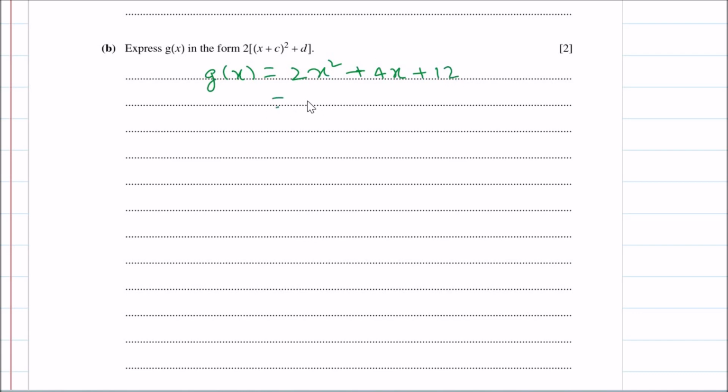So easily we can take 2 common factor here. So 2 into x square plus 2x plus 6. Now for the expression in bracket, we have to complete the square.